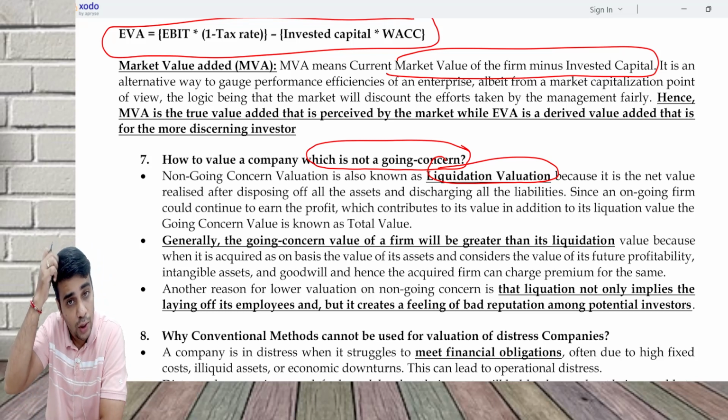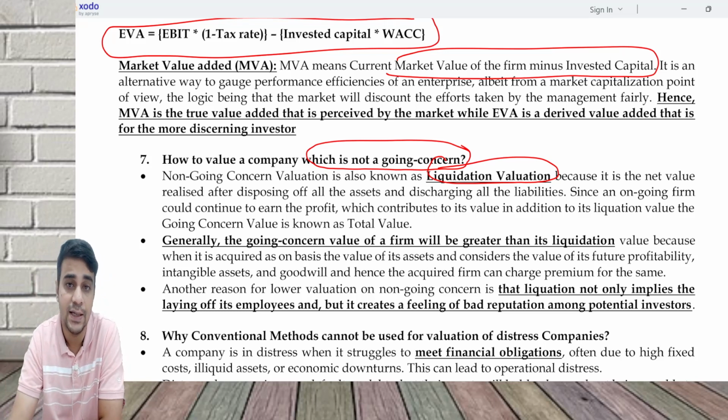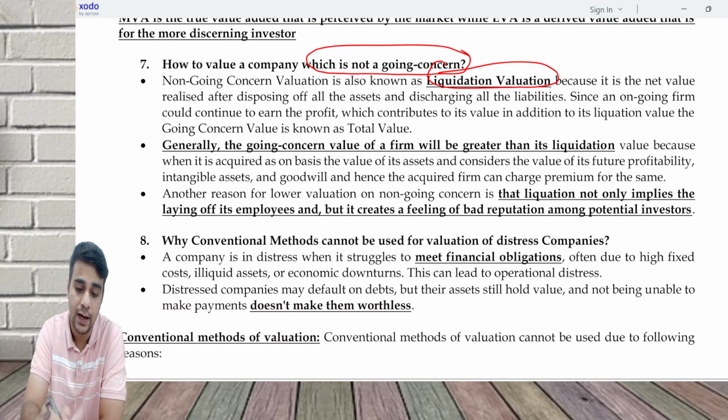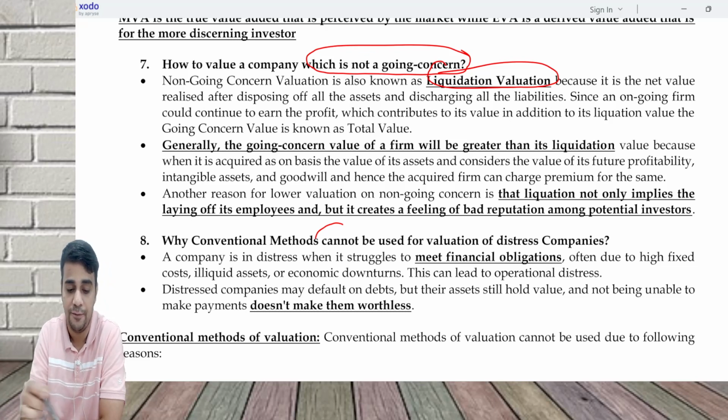Now, for not a going concern, a classic example is a distressed company. A distressed company is one which is going through certain financial difficulties. Why can conventional methods not be used for valuation of a distressed company? A distressed company is one which is going through some financial difficulties.